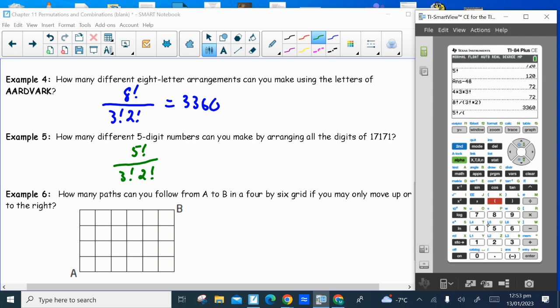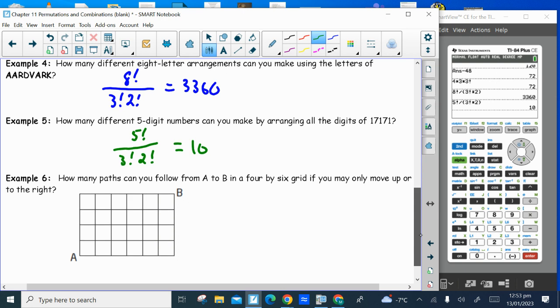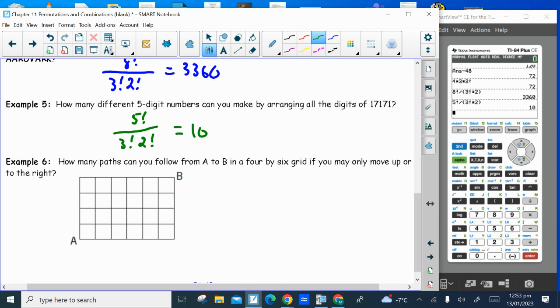So 3 factorial times 2 factorial, which is just 2, gives us an answer of 10. Switching the 1s around or the 2 7s around won't give us a different number. It looks exactly the same.